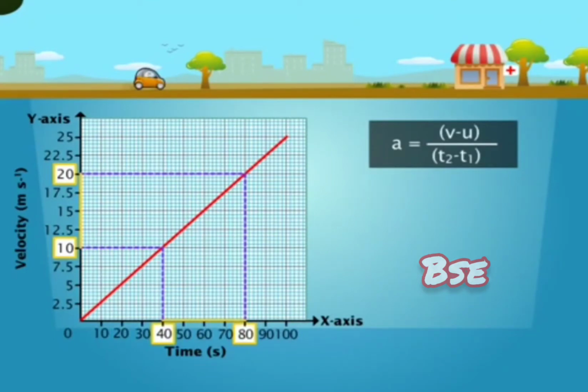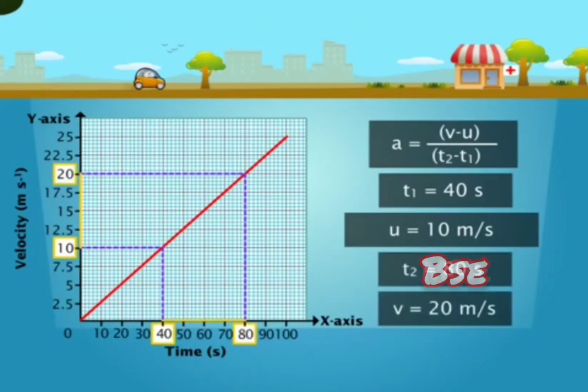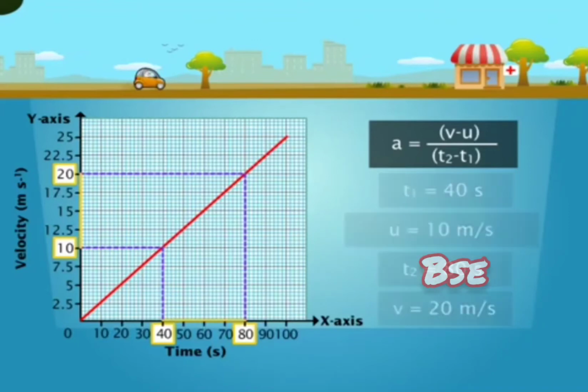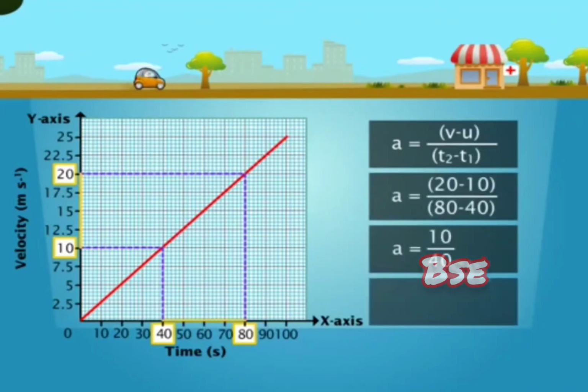The initial velocity of the car at 40 seconds is 10 meters per second. And its final velocity after 80 seconds is 20 meters per second. The acceleration of the car in the 40-second time span can be calculated like this.